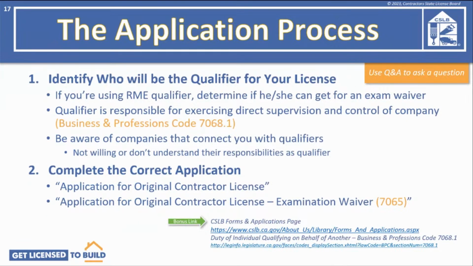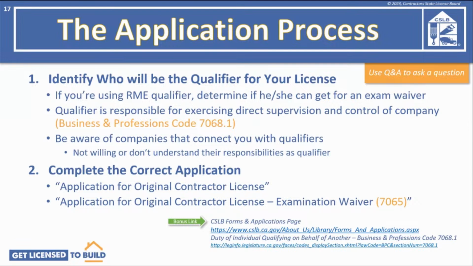Okay, now let's break down the steps of the application process. First, identify who will be the qualifier for your license. The person will be responsible for exercising direct supervision and control of the company. If you're using an RME, or responsible managing employee, as your qualifier, determine if he or she can qualify for an exam waiver.